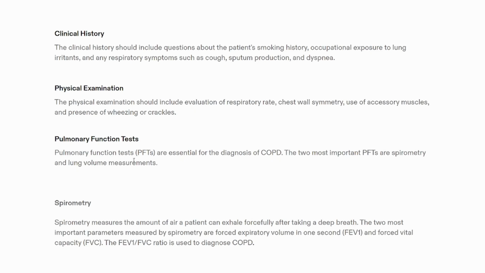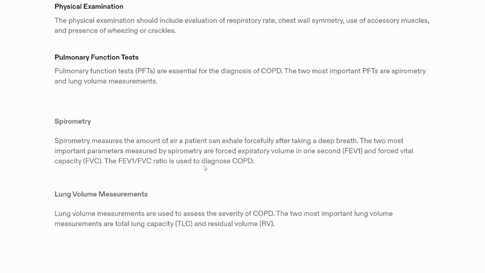Pulmonary function tests are essential in the diagnosis of COPD. The two pulmonary function tests are spirometry and lung volume measurements. In case of spirometry, we need to identify the forced expiratory volume in 1 second and the forced vital capacity. The FEV1 and FVC ratio helps us in diagnosing COPD. Whether the person is affected with COPD or not, we can easily observe in this condition. Then lung volume measurements help us to assess the severity of COPD.